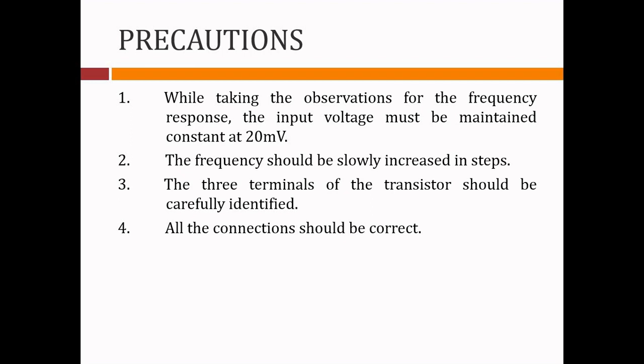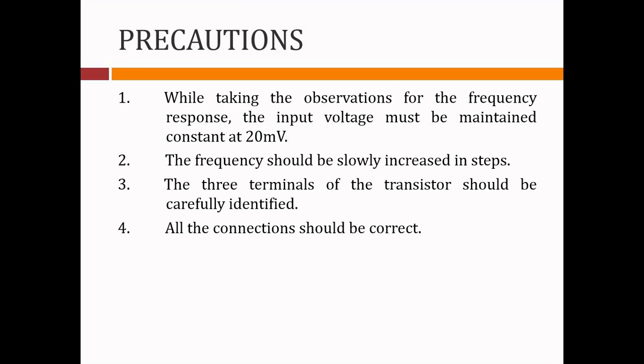Now the most important factor is the precautions. While taking the observation for the frequency response, the input must be maintained constant at 20 millivolts. Once you set the signal to 20 millivolts using the amplitude button of the function generator, make sure that knob is not changed. If the input signal itself gets changed, our entire readings will go wrong. Then the frequency should be slowly increased in steps, so we get a continuous profile for that.